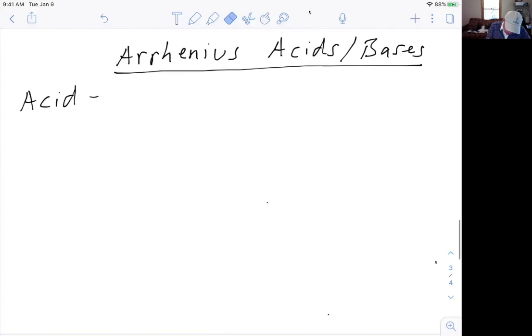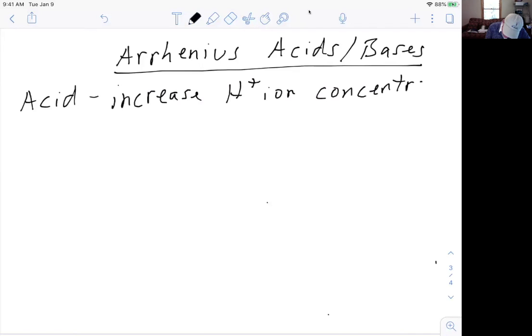And the Arrhenius acid or base, Arrhenius acids, increase hydrogen ion concentration in solution. Okay, so what does that actually mean?